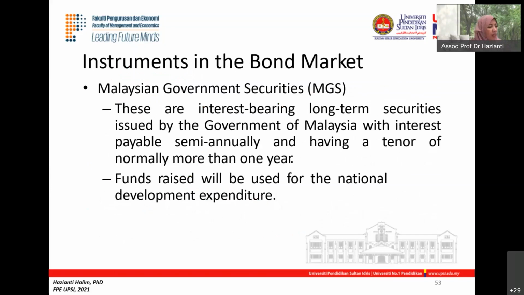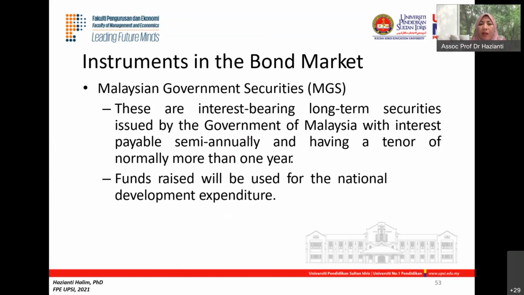All right, let's look at the instruments in the bond market. For equities, it is easy, we just look at one: common stock. But for bonds, we have quite a lengthy list. First of all, we have MGS. Not Methodist Girls School, but Malaysian Government Securities.